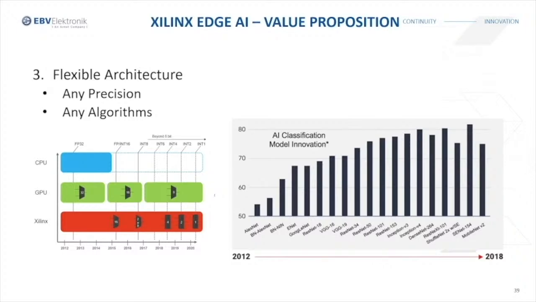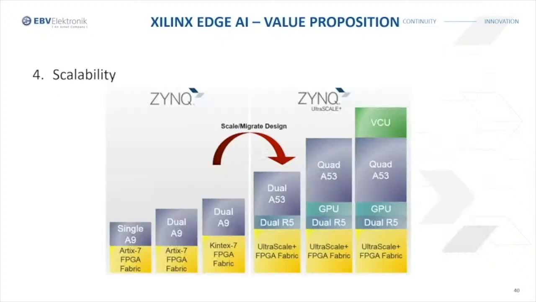XILINX is continually improving its artificial intelligence IP and tools, resulting in increasing performance and reduced power. An edge AI platform based on XILINX immediately benefits from this improvement. So XILINX provides a truly scalable solution for AI inference, from the Zynq 7000 family to the Zynq UltraScale+ MPSoC. The XILINX Edge AI solution can scale to meet the needs of virtually any AI inference.